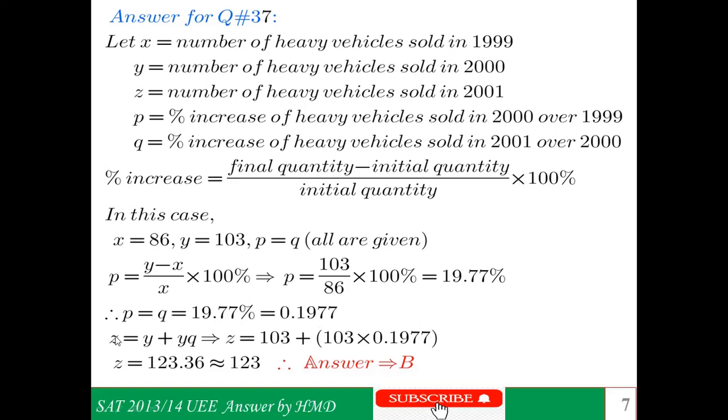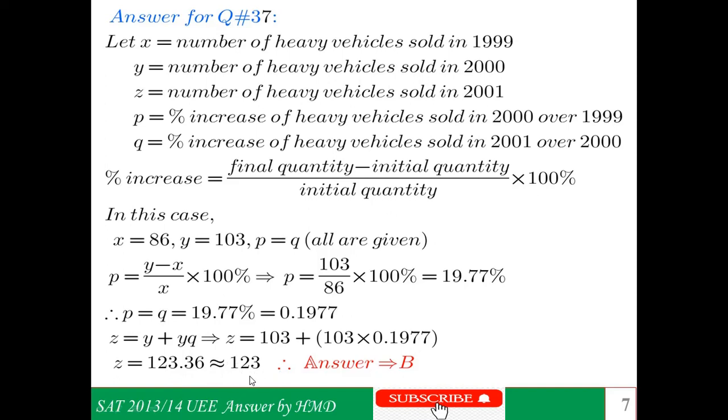So now, Z becomes Y plus Y times Q. What's Z, by the way? The number of heavy vehicles sold in 2001, which is based on the number of heavy vehicles sold in 2000. So Z is equal to Y plus YQ, and Z is equal to 103 plus 103 times 0.1977. So this implies 123.36. And the question says approximately, right? So approximately it becomes 123.